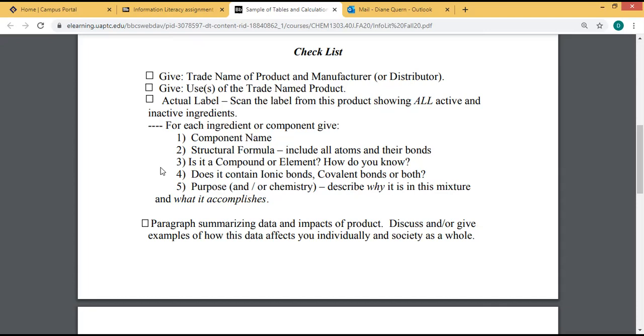Then next, does it have ionic bonds, covalent bonds, or both? You can look at the structure or formula that you found to determine this. So how would you predict what type of bonds it has? Look at what elements are in that structural formula. For instance, ionic bonds would be a metal with a nonmetal. Covalent bonds would be 2 nonmetals bonded together, or a semimetal and a nonmetal bonded together. So that's how you would identify that.